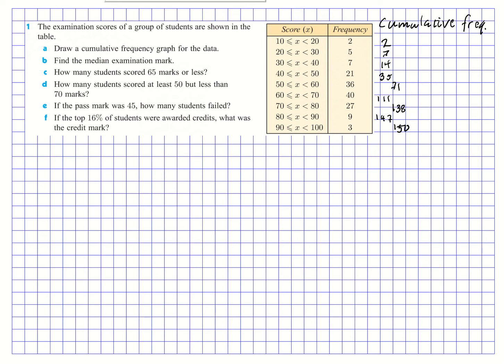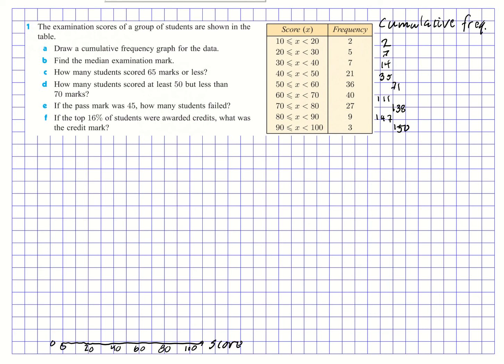So on one axis, we're going to have score. Let's start at 0. Let's just go by tens. So 10, 20, 30, 40, 80, 100. And that's our score. And then on the other, our independent axis is the cumulative frequency.